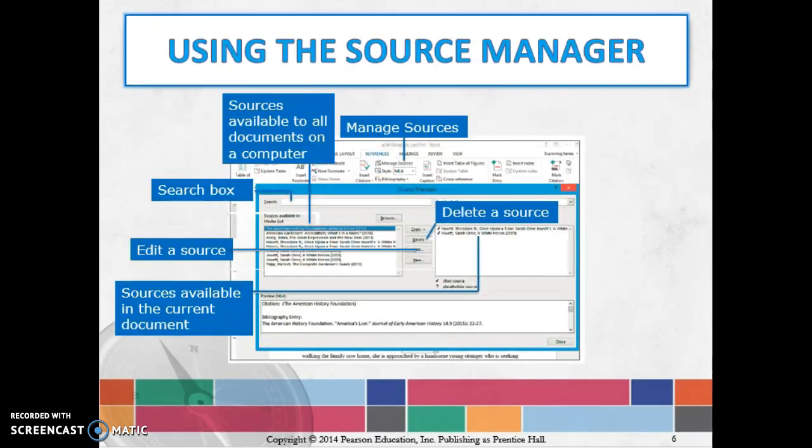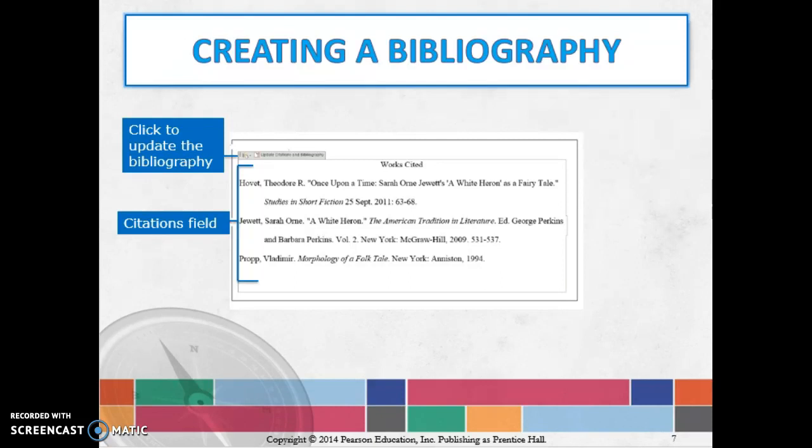The source manager gives you a place to collect all of these things so that you can use them over and over again. So that's another great tool that's found in Word. And then, of course, we have creating a bibliography. A bibliography is simply a list of all the different documents or sources that you put together to create this research paper. So it's a way to easily put this all together in one spot.